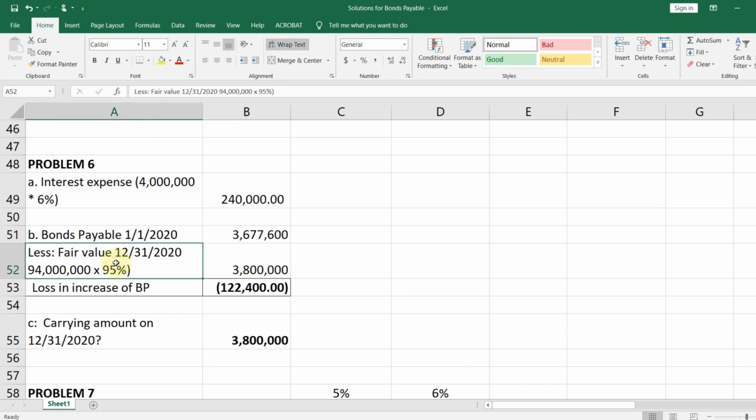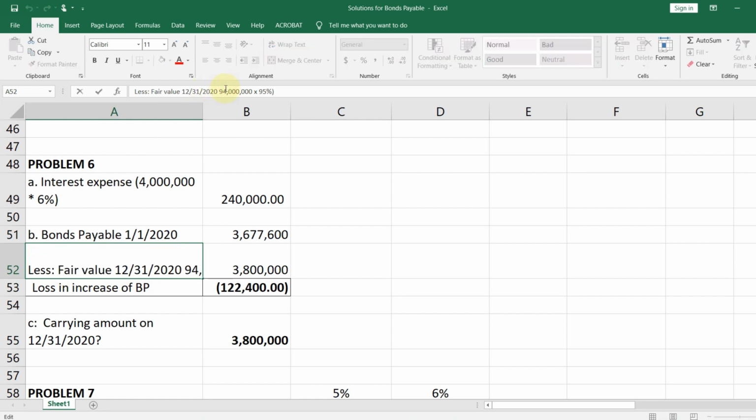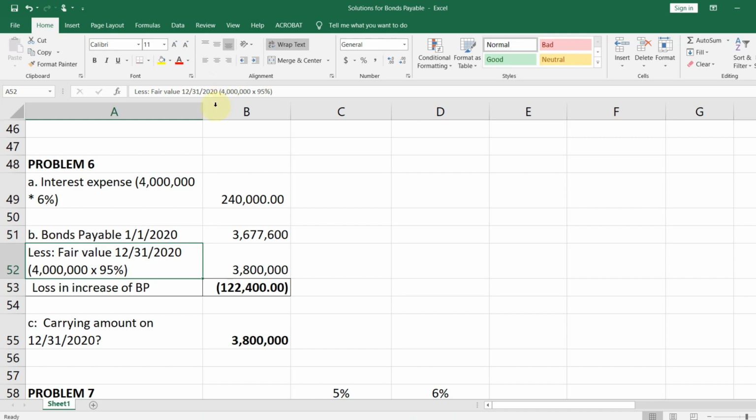Okay? Less yung fair value niya nung katapusan ng taon, that's 12/31/2020. Okay? So, paano kinukompute? Hindi siya 9, hindi siya 94. Siya ay 4 million lang. Okay? 4 million times 95% kasi daw yung bonds is quoted at 95. So, that's the fair market value. So, 4 million times 95%, you'll get 3.8 million. Okay? So, minus mo lang the fair value nung simula ng taon less yung end of the year, you get a loss in increase of bonds payable na 122,400.